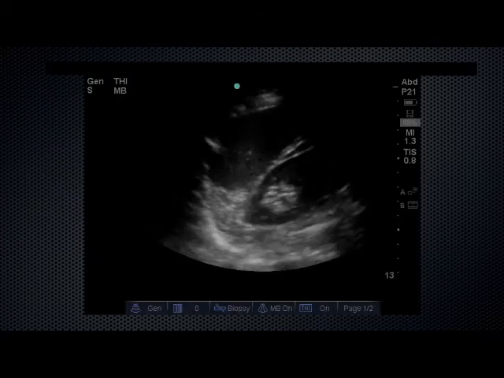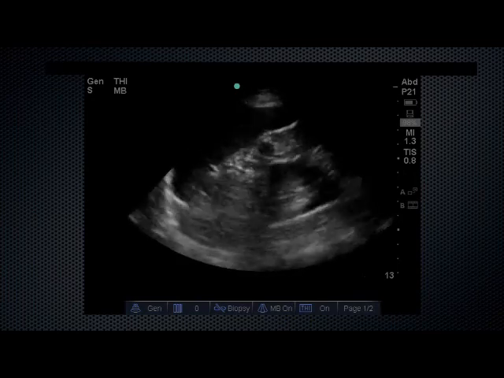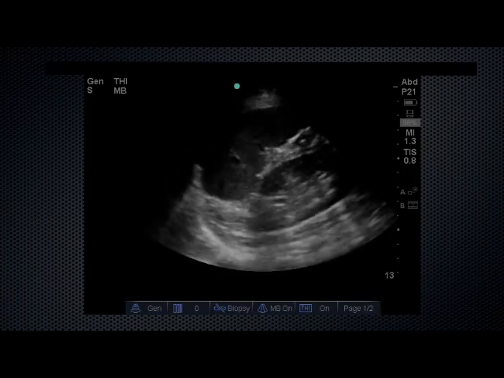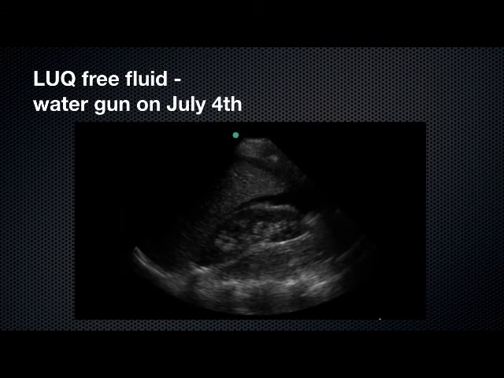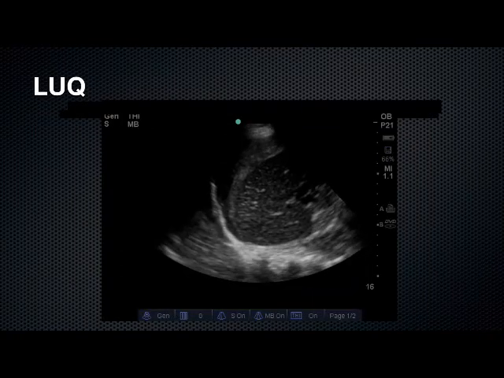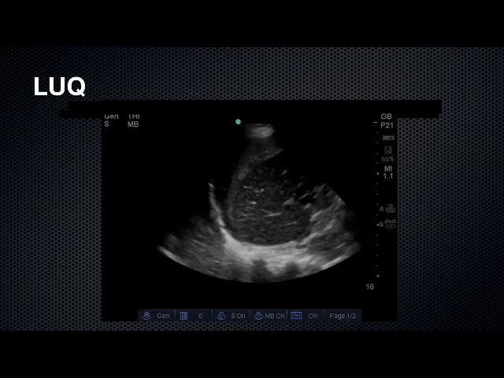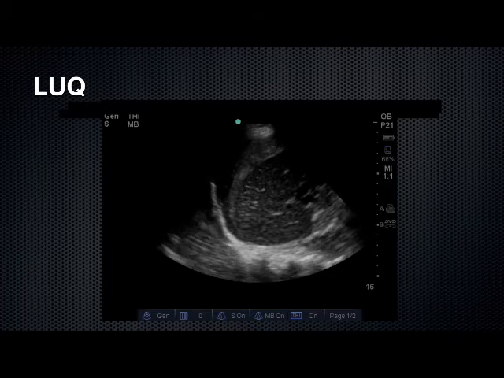And here's an example of normal. And then this is an abnormal. So you can see kind of the tail of the spleen hanging out over here, and then there's some black fluid around it. Here's another example of an abnormal left upper quadrant. This has some clotted blood and some fluid on top of it.